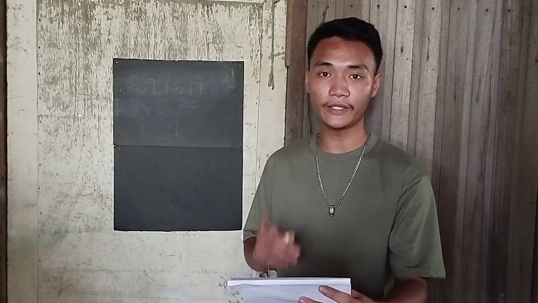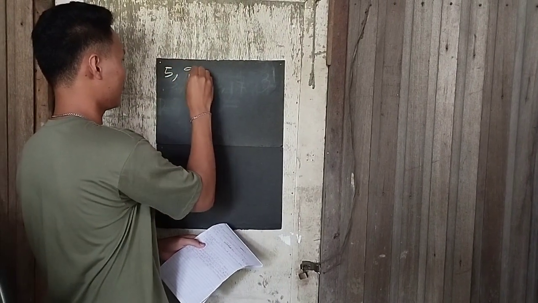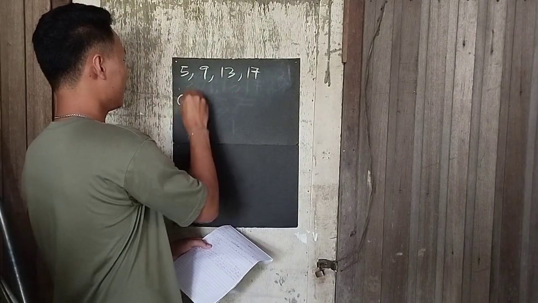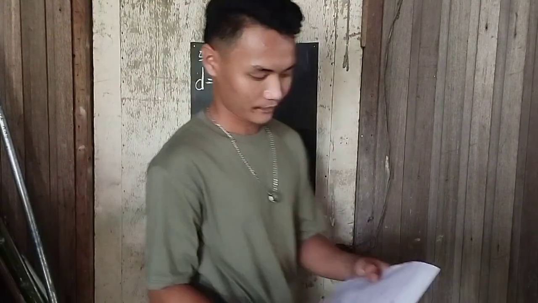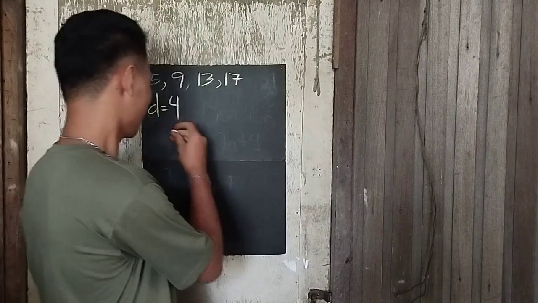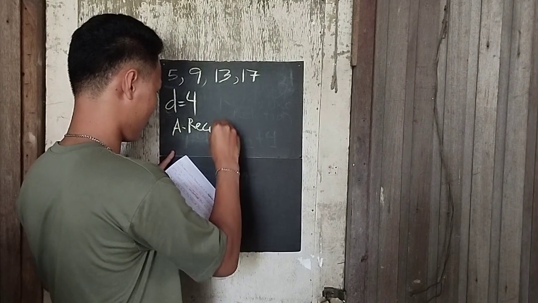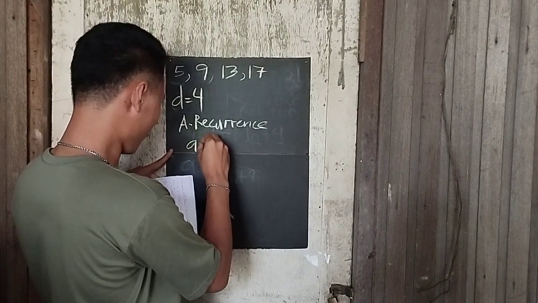For the given example by Mr. Sinley earlier, we have the arithmetic sequence 5, 9, 13, 17. So, let me write it, guys. And d is equal to 4. d stands for common difference. We can express it through recurrence first, so a sub 1 is equal to 5.